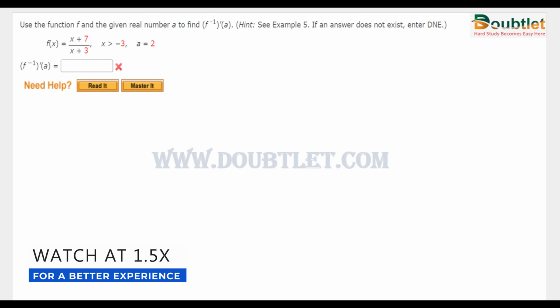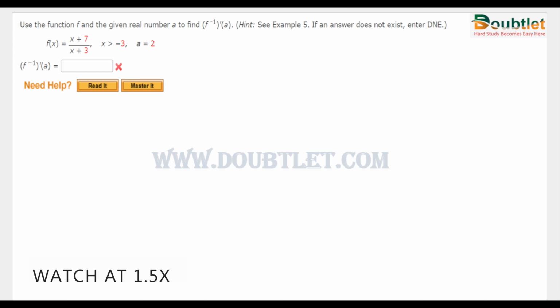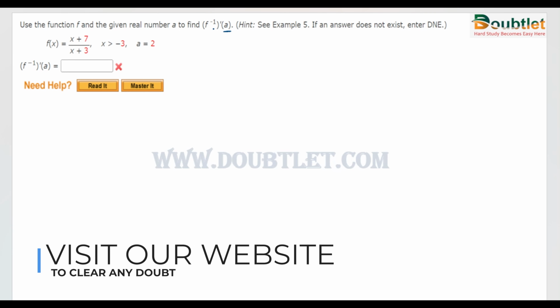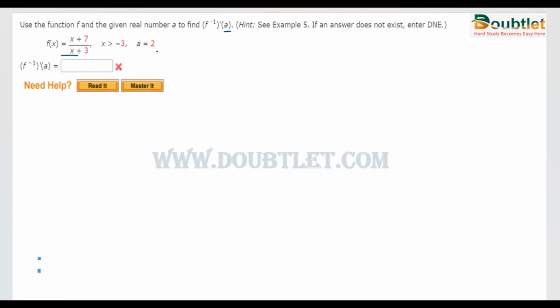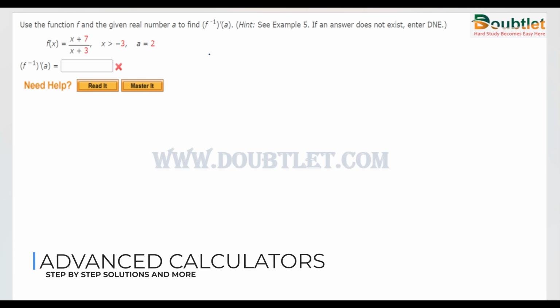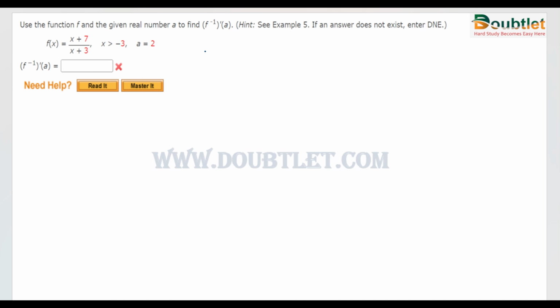So in this video we are going to solve this question, that is, we have to find the inverse of a function and then we have to find the derivative of that inverse function at any point a. So the function f(x) is given and the point a is given and we have to find the inverse. In this problem we will learn the concept of how to find the inverse of a function.